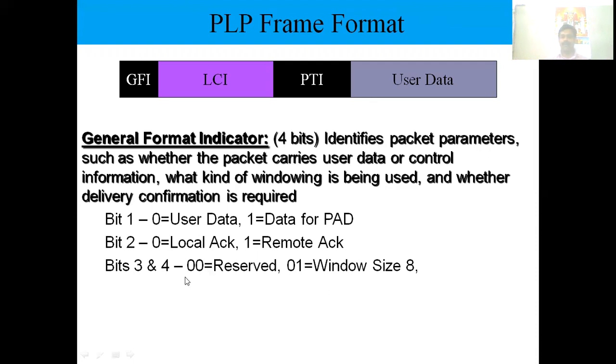Next, bits 3 and 4. If the value of bits 3 and 4 is 0, 0, then it is reserved. If the value is 0, 1, that indicates a window size of 8. If 1, 0, it indicates a window size of 128. If 1, 1, it is an extended format. So 0, 0 means reserved. 0, 1 is window size of 8. 1, 0 means window size of 128. And 1, 1 means extended format.